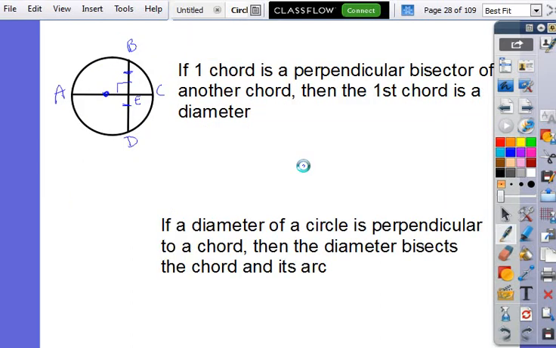All right, this next rule says if one chord is a perpendicular bisector. What does perpendicular mean? Up and down.